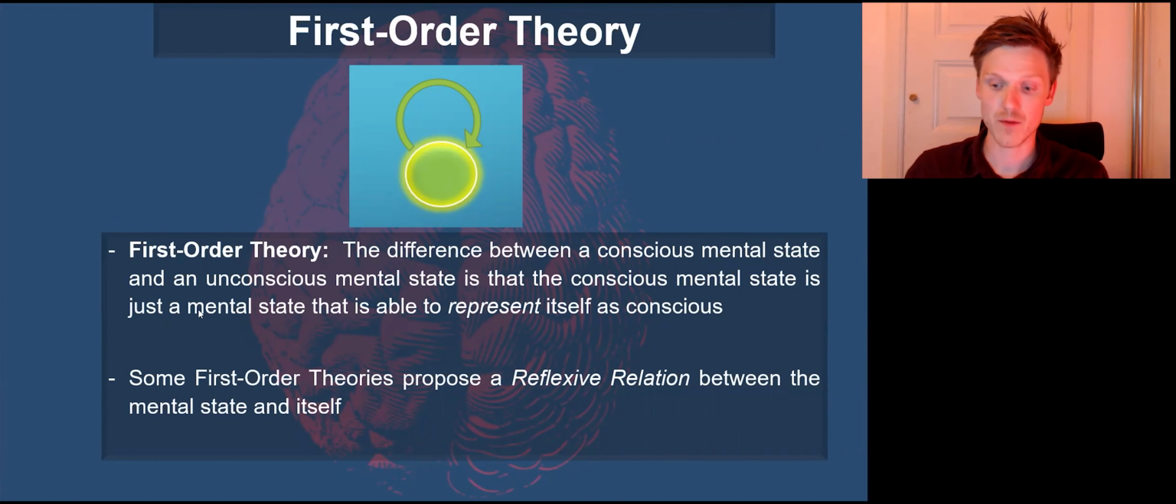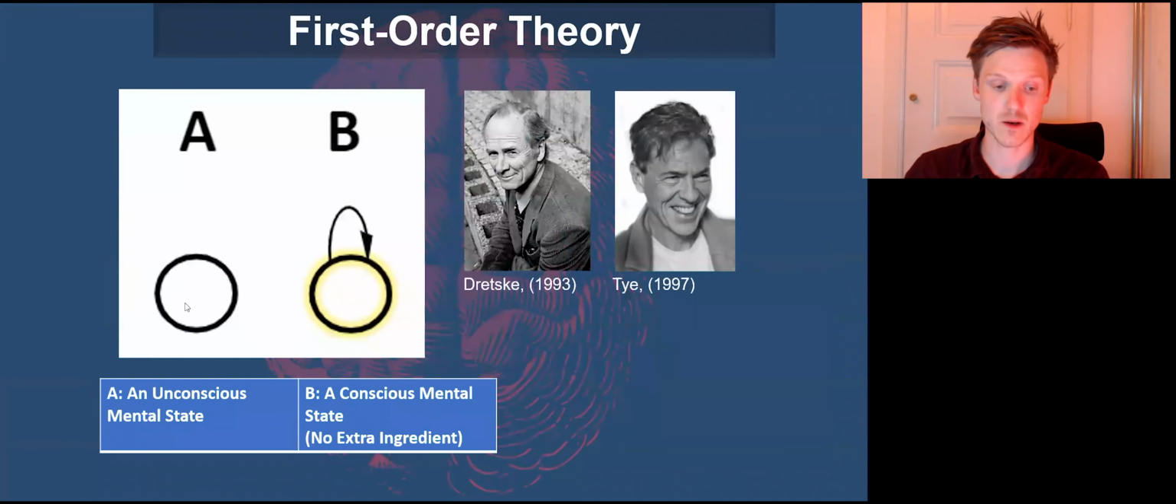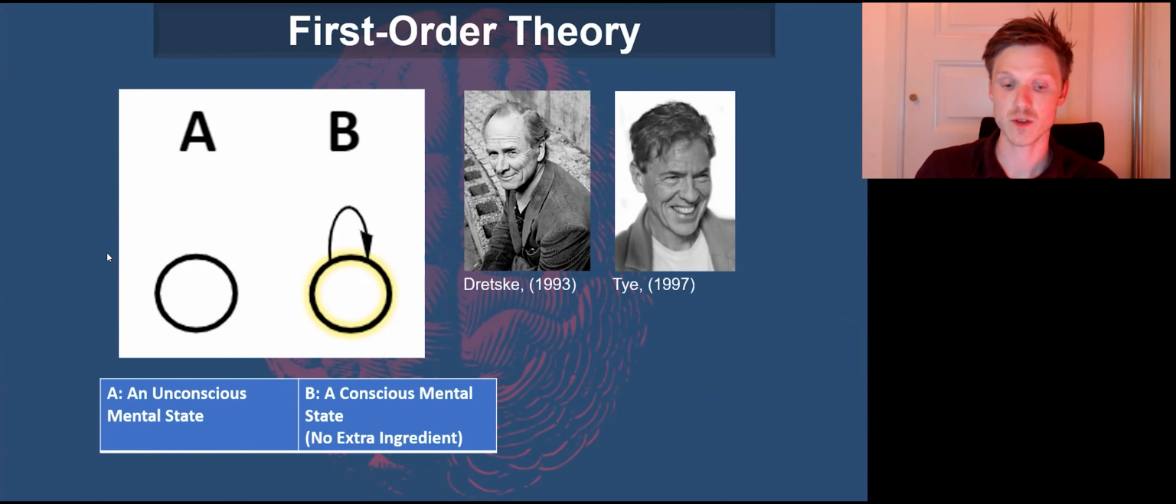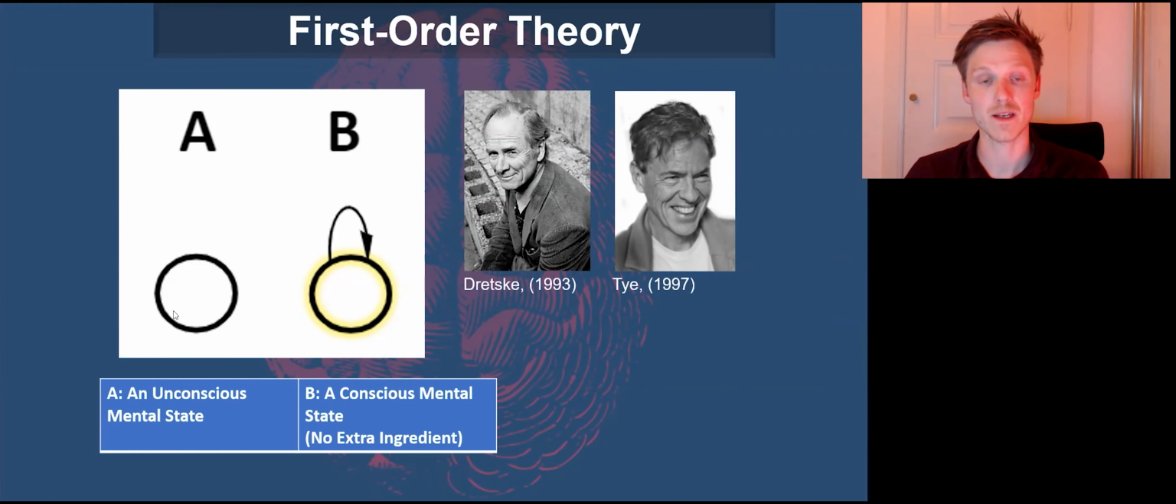So if we have a mental state here, A, and these are some of the early theorists on first order theory, Dretske and Tye. What the theory proposes is that for a mental state here, A, this mental state is an unconscious mental state. This A state here. And that could be, for example, a perception or an experience of pain or a belief or intention, or it could be, for example, a memory.